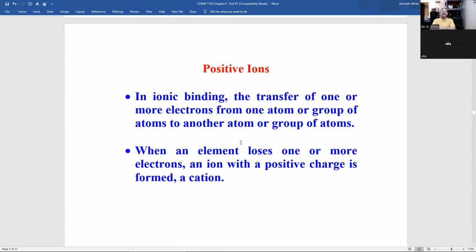Now, when an element loses electrons, it forms a positive ion. In ionic bonding, the transfer of one or more electrons occurs from one atom or group of atoms to another atom or group of atoms. When an element loses one or more electrons, it forms an ion with a positive charge. And this ion is called a cation. I'll never ask you what is a cation, but I'll use that terminology.